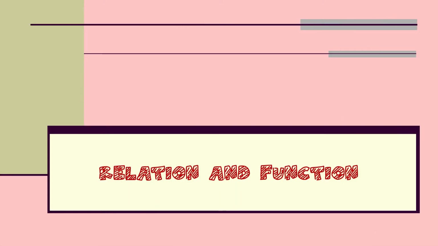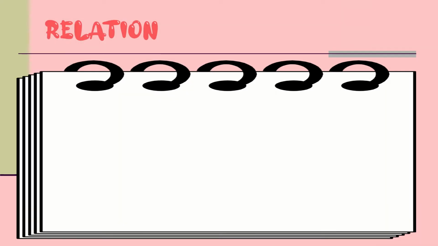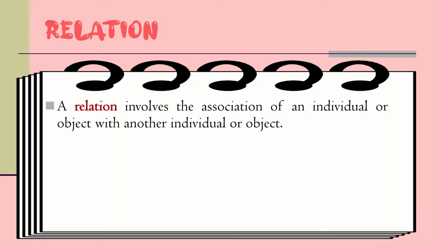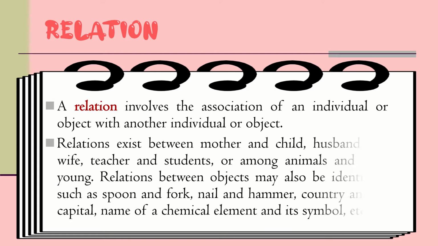In life, a relation involves the association of an individual or object with another individual or object. Relation also exists between mother and child, husband and wife, teacher and students, or among animals and their young. Relations between objects may also be identified, such as spoon and fork, nail and hammer, country and its capital, name of a chemical element and its symbol, and many more.